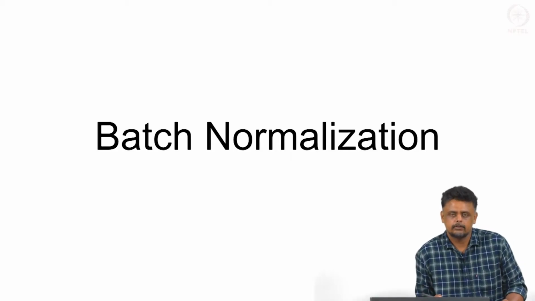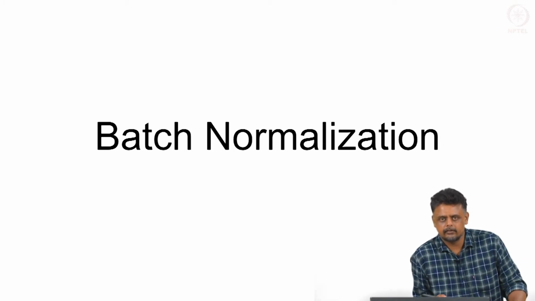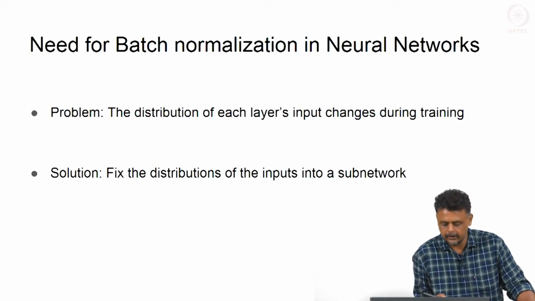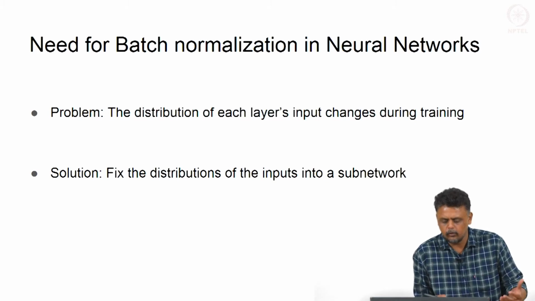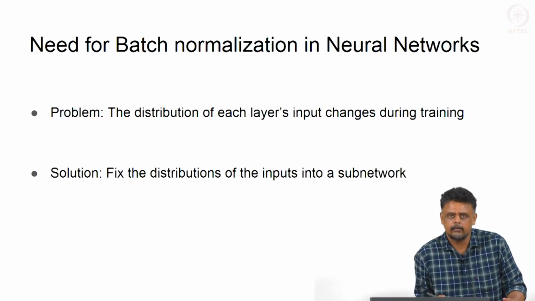Hello and welcome back. In this video we will look at a technique called batch normalization, which helps in training a deep neural network better, and you can think of it as a continuation of the data pre-processing that we saw in the previous lecture. We will look at what batch normalization is, and then consider what the problem is when you are training a deep neural network.